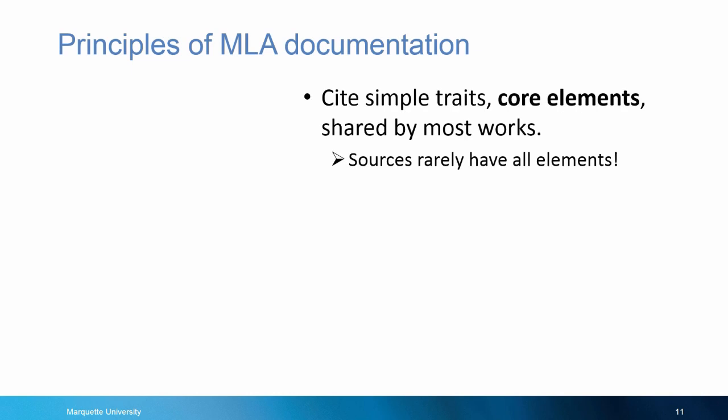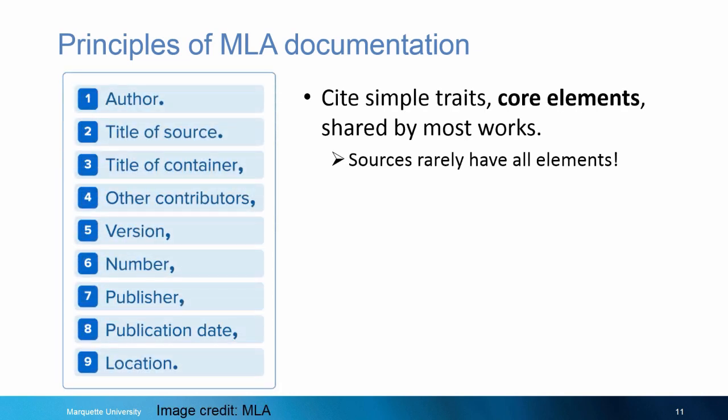MLA has identified core elements of information, or facts, common to most works. Find them for each source and each container if there is one. Remember that usually you will not find all elements. How the elements are ordered in this table is also how you'll order them in citations.